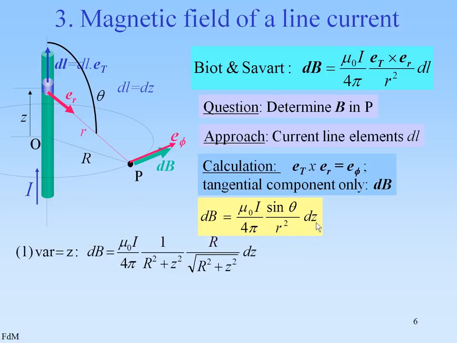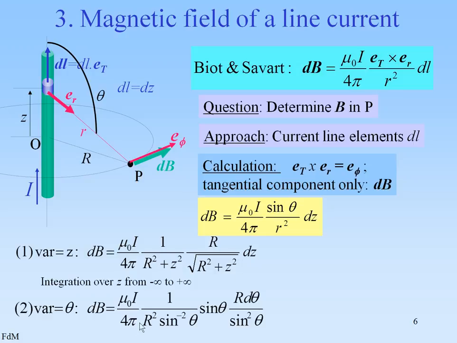Now, suppose we maintain dz as the integration variable, then we end up with the expression 1 over capital R squared plus z squared. Capital R is this distance and z is the varying distance. This is little r squared, and this is the sine of that angle theta. And when you integrate that, you have to integrate from minus infinity to plus infinity.